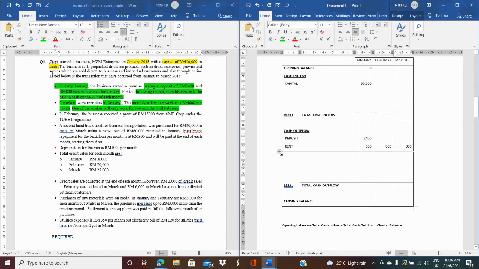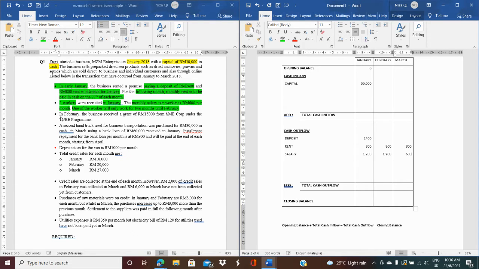Now it's another outflow. This is for salary. January is 1,200, and for February it's the same, 1,200. But for March, only for one worker, it's 600. Okay, so settled. Then the following information.